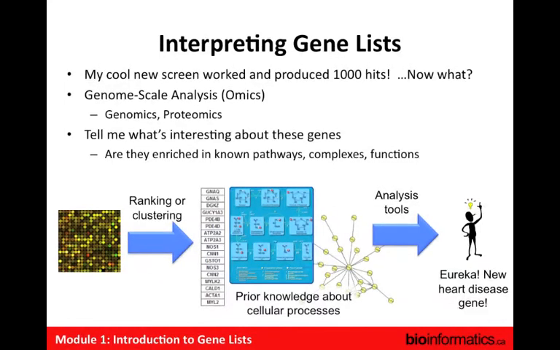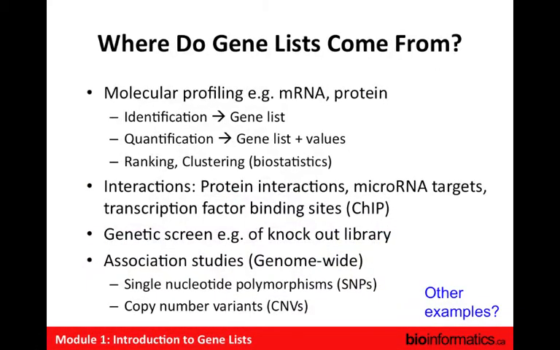The way we're doing this is by combining this gene list with prior information we know about how the cell works, or about physiology, depending on the system that you're looking at. There's a huge amount of information that we know from databases, and there's a number of different ways of doing this analysis to try and figure out about biological processes this experiment is telling me about.